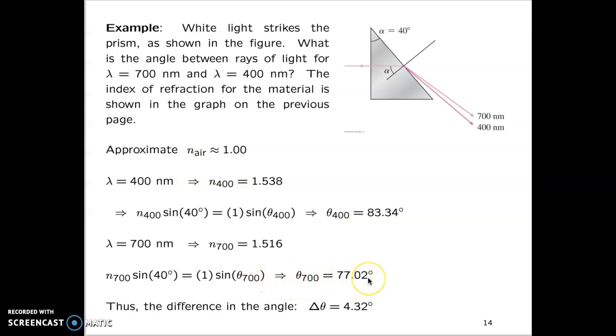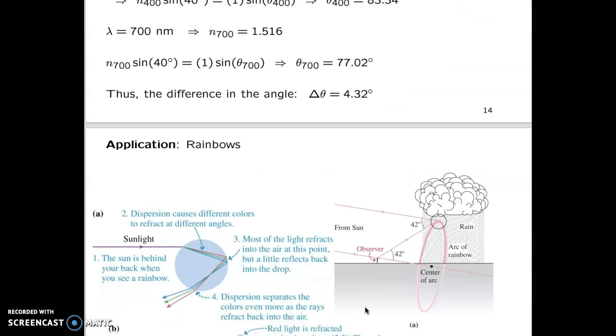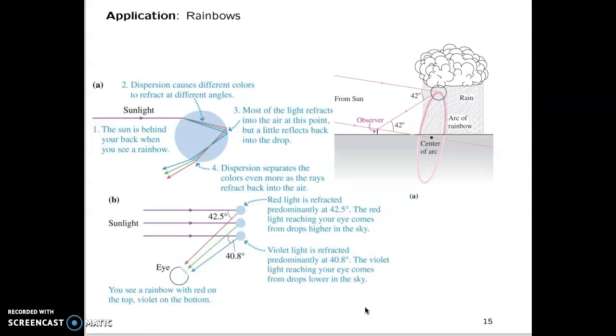So that's 77.02 degrees. So again, we've used Snell's law to calculate the angles of refraction for these two different wavelengths. The big one is 83.34 degrees. The somewhat smaller angle to this ray is 77.02 degrees. The angle between these two rays, of course, is just the difference between these two numbers. That's 4.32 degrees.